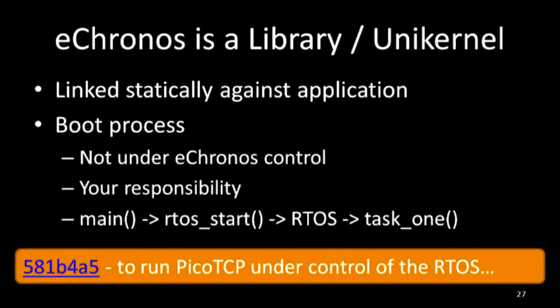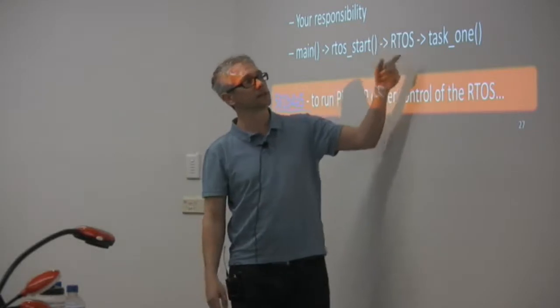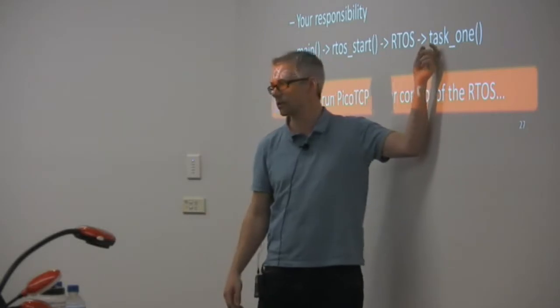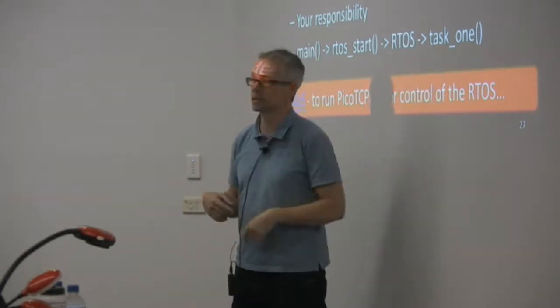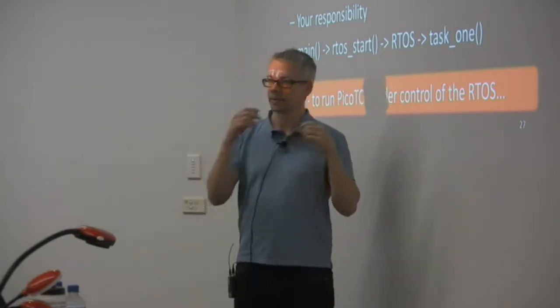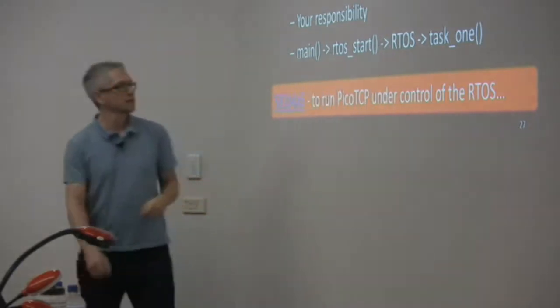And that means that main function will actually start the RTOS. Everything that runs before calling this function is not under the control of the RTOS. Once you do start the RTOS, that's when things get more interesting. That does a little bit of internal initialization in the RTOS, and the RTOS will then call the entry point of your first task, which in our case is called task one. So what we will need to do is to implement a function called task one, and that will be our first task run under the control of the RTOS.